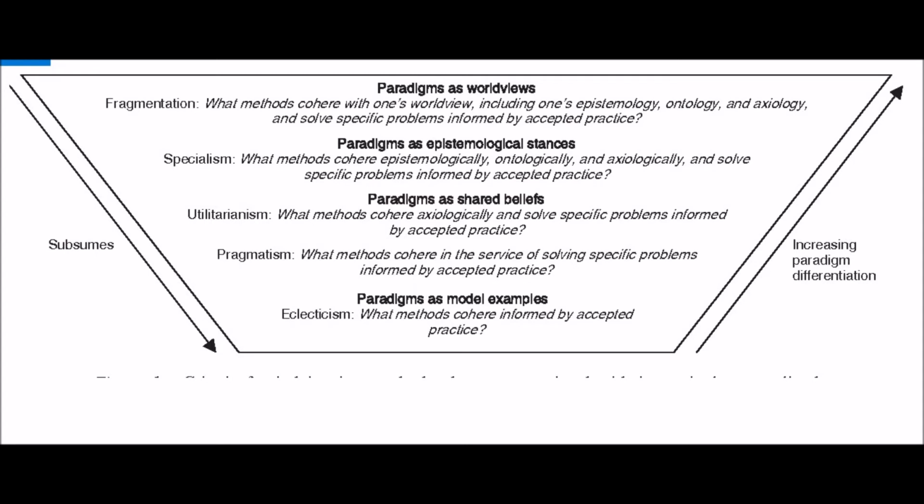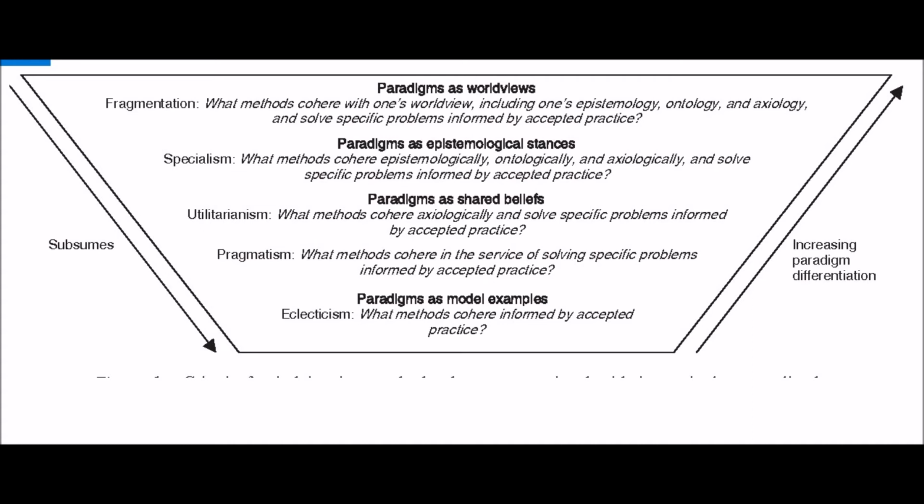You need to make it understood what methods cohere axiologically and solve specific problems informed by the accepted practices in your own domain. Then comes what we call pragmatism: what methods cohere in the service of solving specific problems informed by accepted practice. When you are doing a pragmatic study for your own research area, you will use these kinds of terms and say, this is what I was looking for. Then paradigms as model examples, and eclecticism, another technique we use in research: what methods cohere informed by the accepted practice.